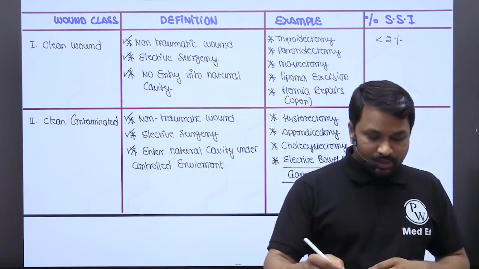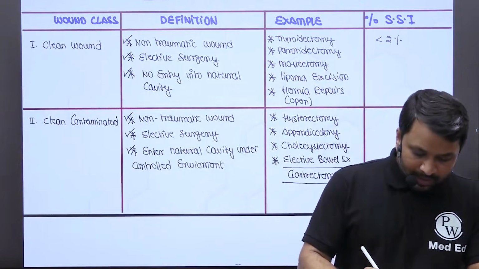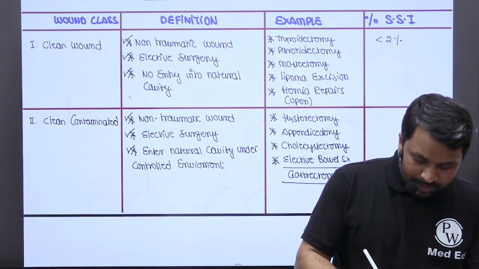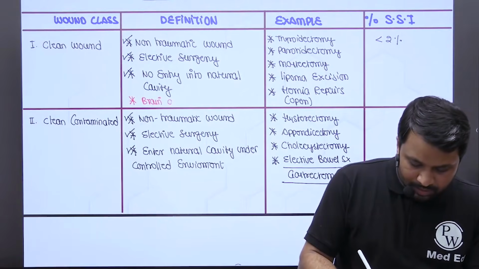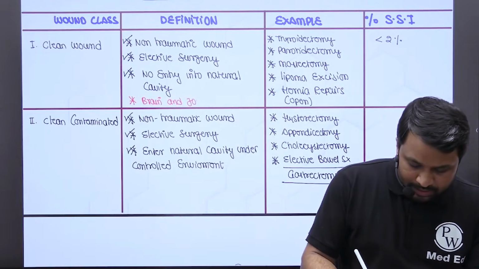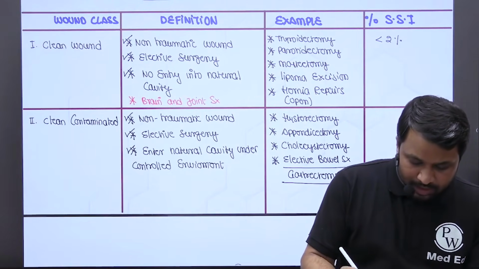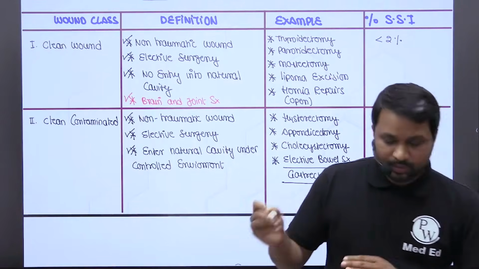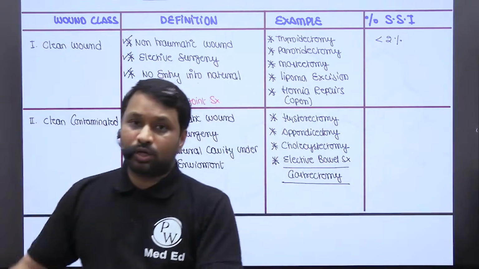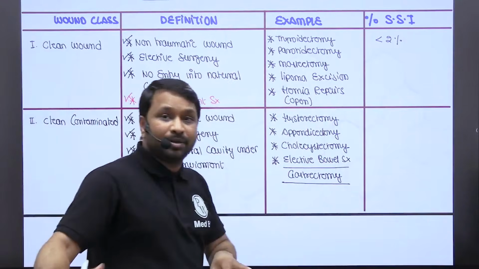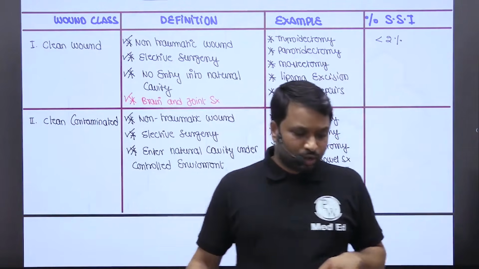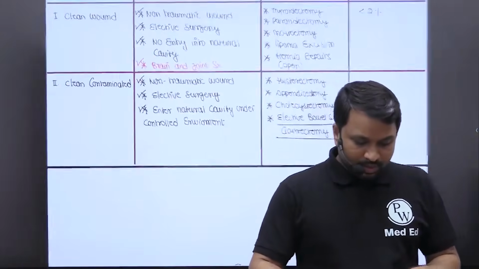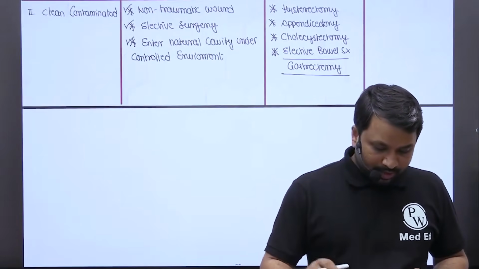Look, examples of your clean wound. No, I'll just add another point here. Your brain and joint surgeries which are non-traumatic are also criteria for a clean wound. Okay? All your brain surgeries, all your joint surgeries, for example knee replacements, hip replacements and all that, all these elective joint surgeries are also going to be considered as your clean wounds. Okay? So that is done with clean contaminated, right?